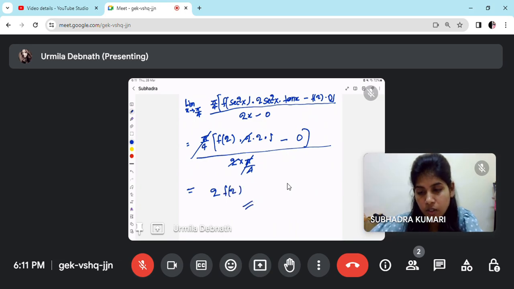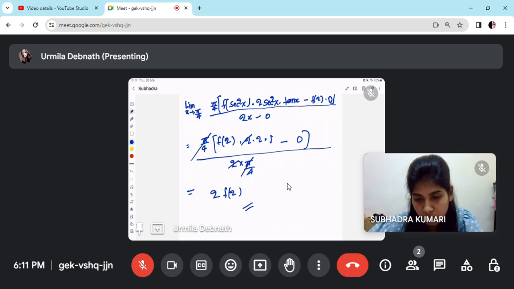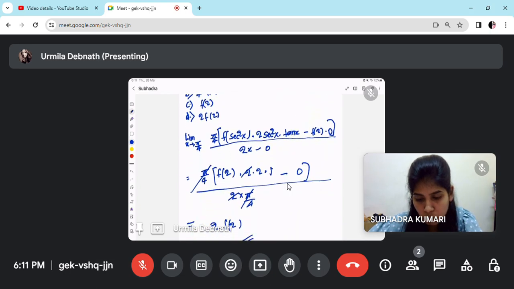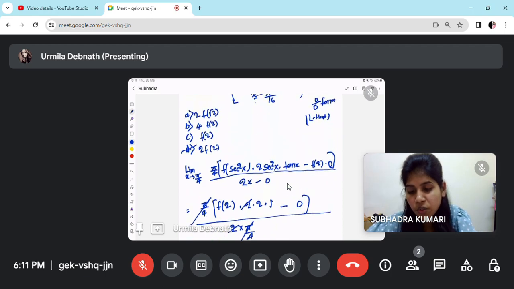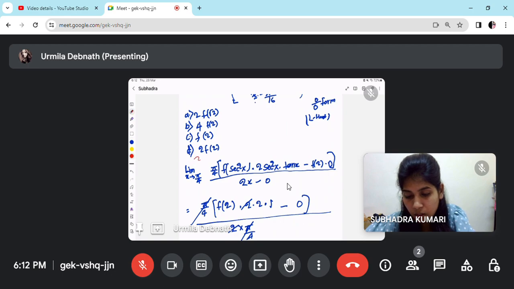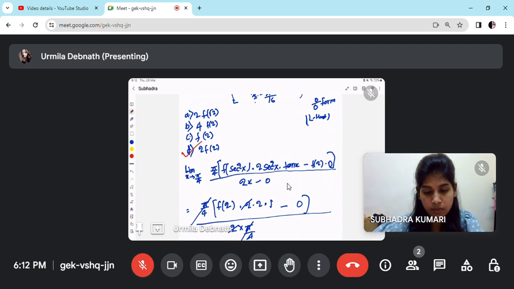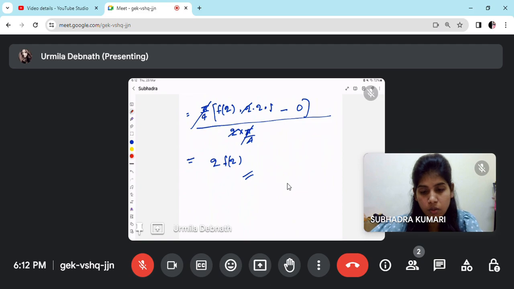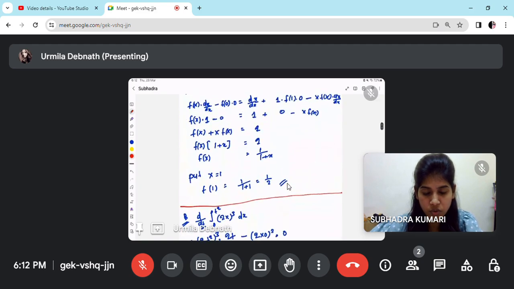Let's check which option is correct. 2 times f of 2. Sorry, in the question this is f of 2, and in option D it is 2 times f of 2. Here option D is correct. So this is the overall Leibniz concept here.